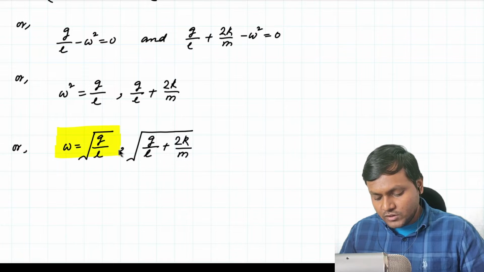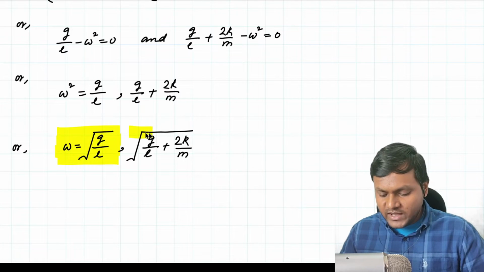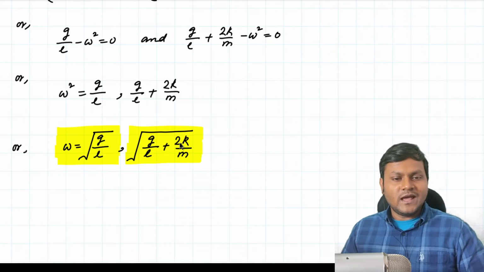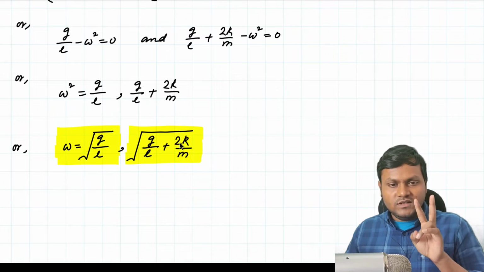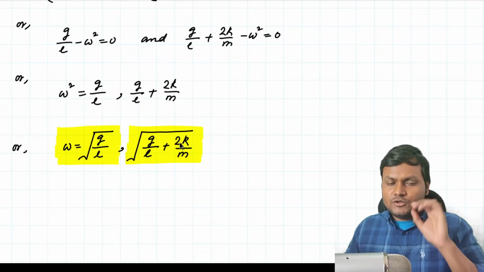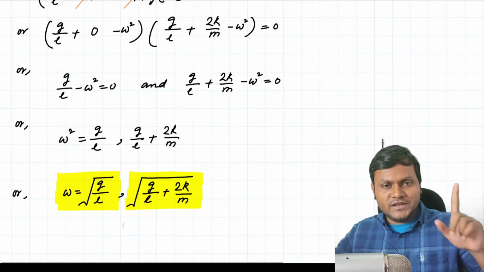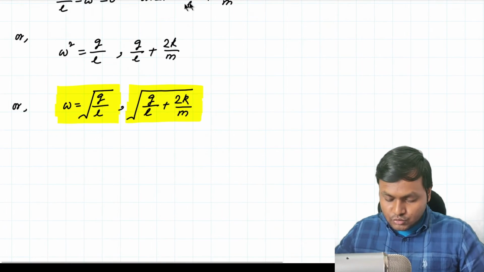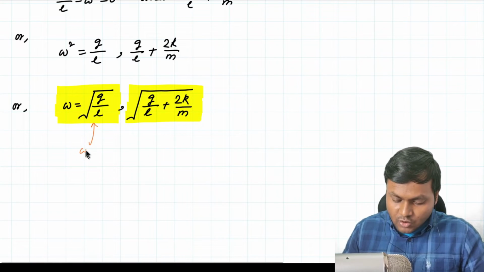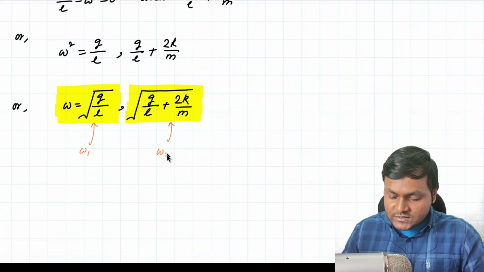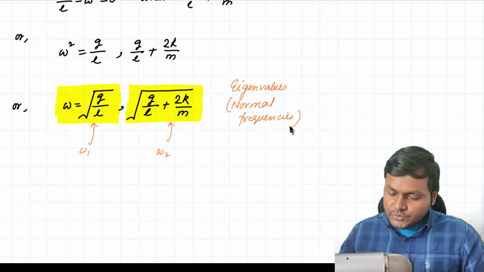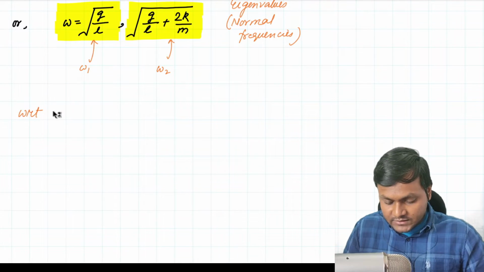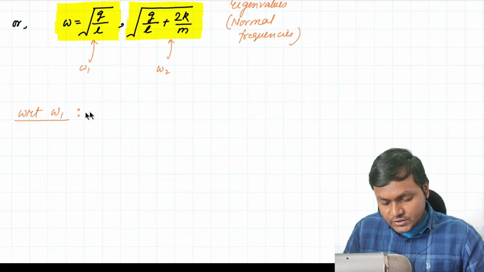Omega is equal to root over g upon L is one distinct frequency, and omega is equal to root over g upon L plus 2k upon m is another distinct frequency. And I will make you visualize how these frequencies manifest each other. But to do that, we need to obtain the general solution, and to obtain the general solution, we also need to obtain the eigenvectors corresponding to these frequencies. So let's suppose this is omega 1, and let's suppose this is omega 2. So corresponding to these normal frequencies or eigenvalues, we want to find out the eigenvector corresponding to, let's suppose, omega 1 first. So how do we do that?